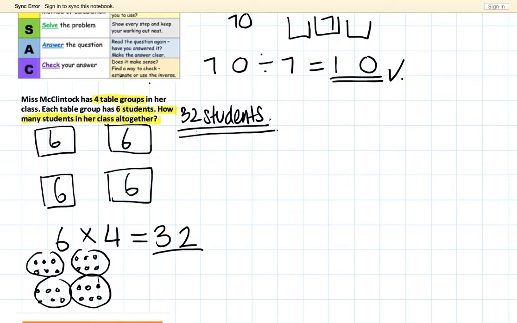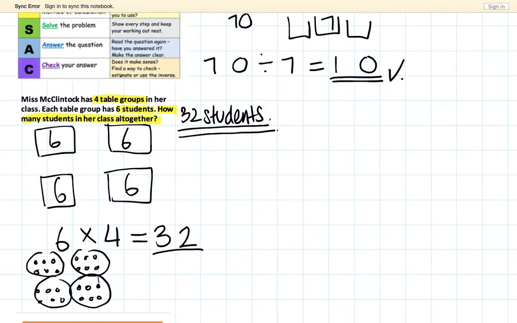Alright, check my answer. Does it make sense? Find a way to estimate. Okay, so I've gotten my 4 tables. I'm just going to go through my answer and check it again. So 6 times 4 is 32. 1, 2, 3, 4, 5, 6, 7, 8, 9, 10, 11, 12, 13, 14, 15, 16, 17, 18, 19, 20, 21, 22, 23, 24. 24. Okay, so it actually looks like I've got that incorrect.